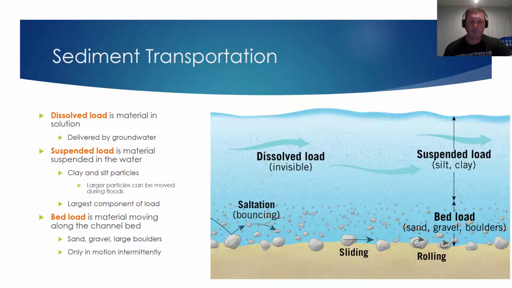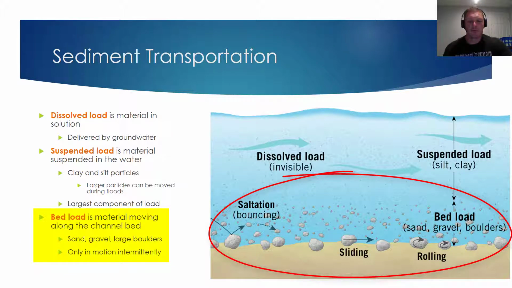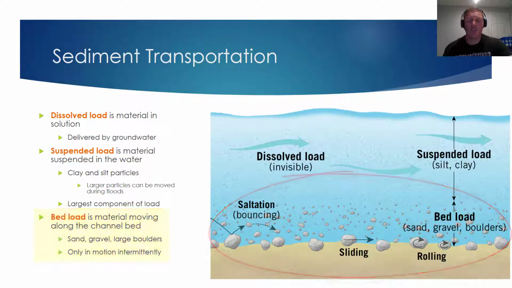Our final consideration is bed load, and bed load is material that might bounce, slide, or roll along the bottom of a river. Bed load can include things like sand, gravel, and even larger rocks and boulders. The tumbling and sliding of bed load along the bottom of a river doesn't occur continuously, although the motion of bed load will be enhanced during times in which the river's velocity increases, say during a flood.